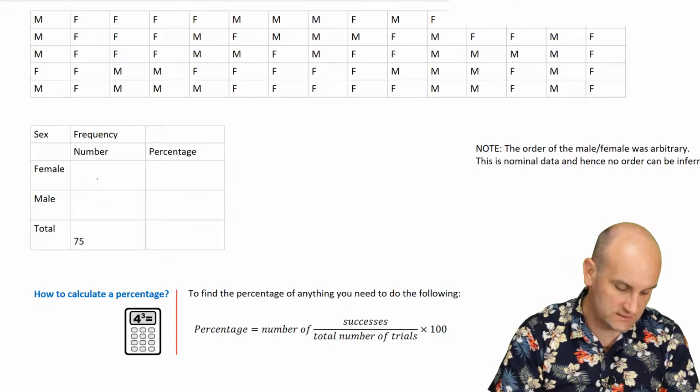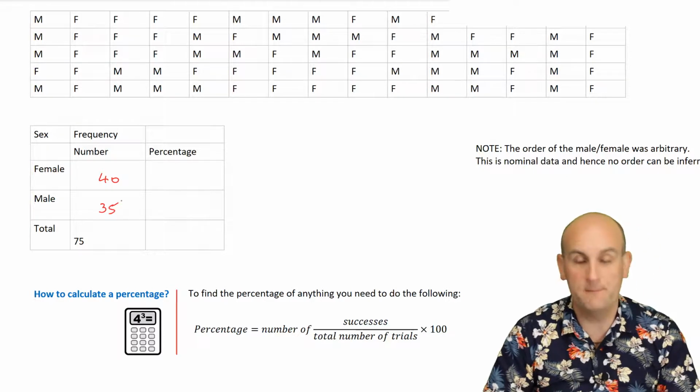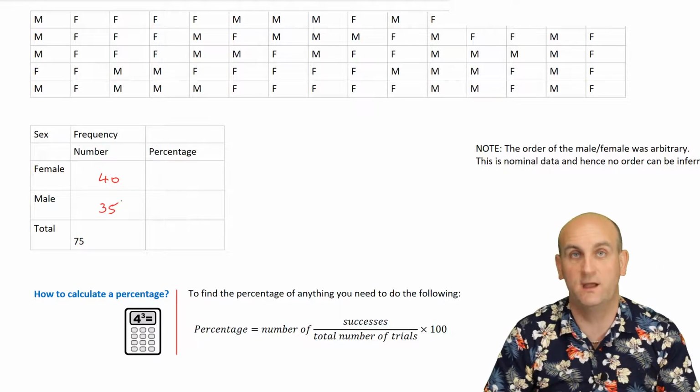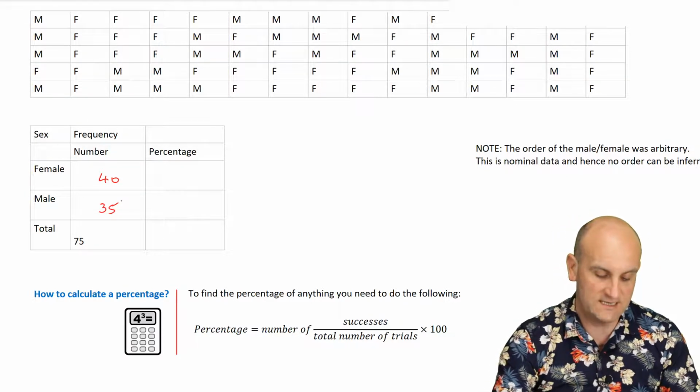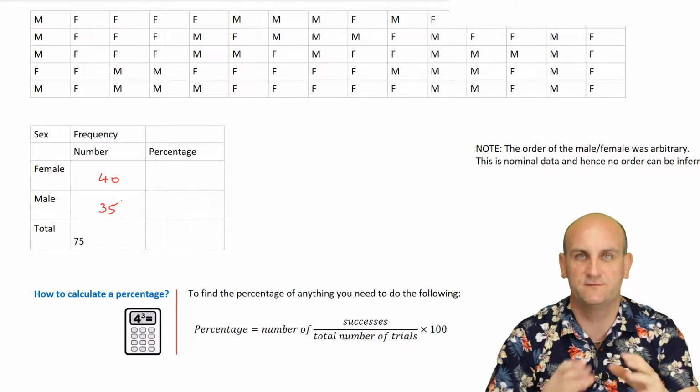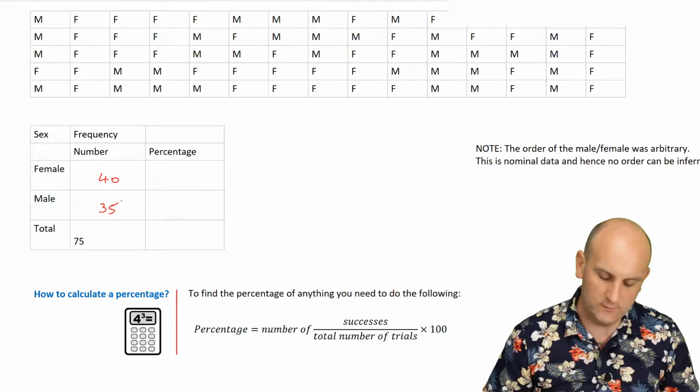So sometimes we don't want to introduce mistakes into this. So once again, let's just do this so that it's neater. 40 for females and 35 for males. Now, in many cases, we would be asked to find percentages as well. What percentage of the population or what percentage of the survey were female? Now, how do we do that?